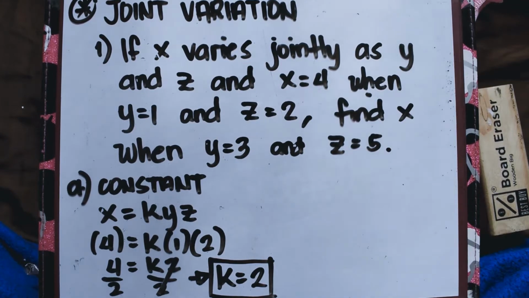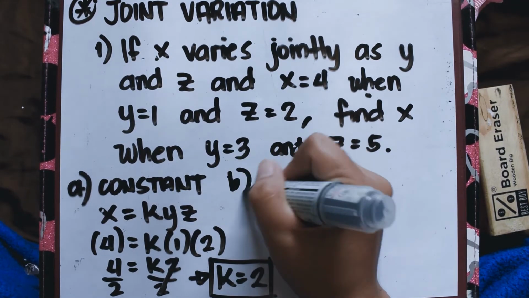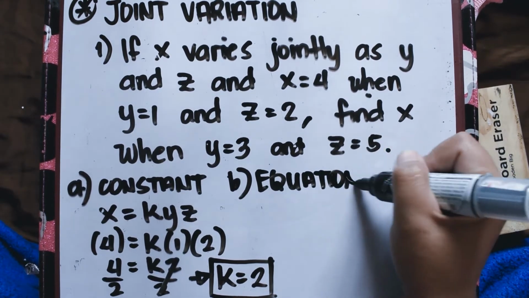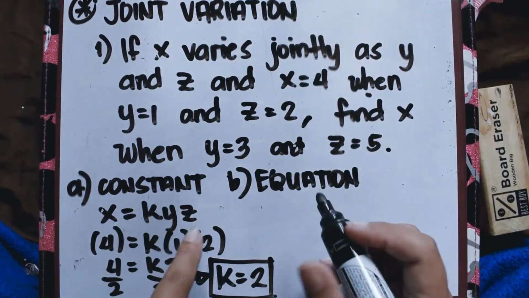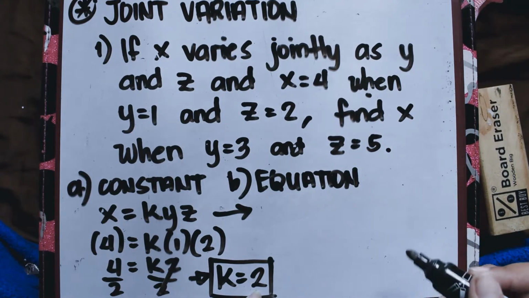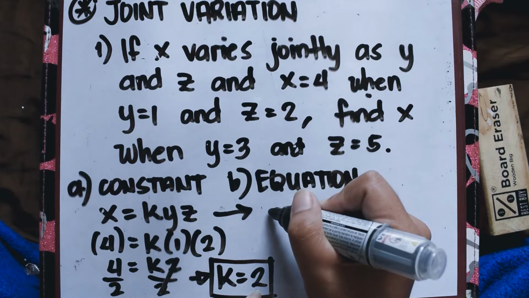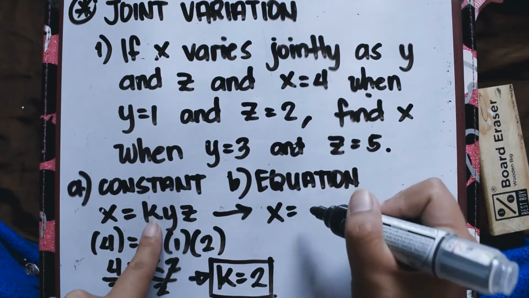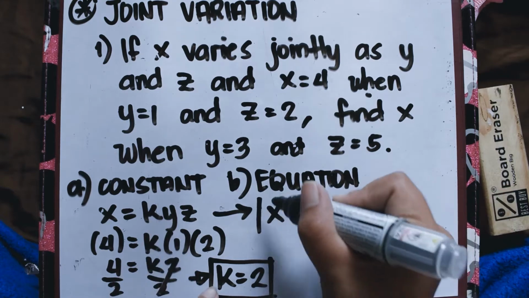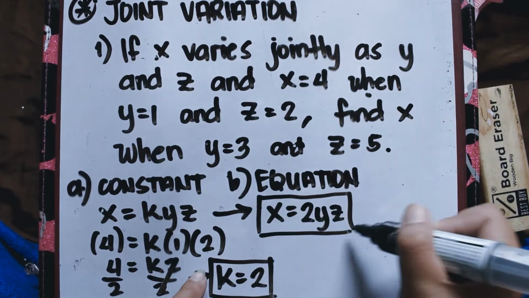Next, after the constant, syempre, isusulat na natin ang ating equation. Yung ating equation, kung natatandaan nyo, yung ating tinranslate, yan po yung ating equation, pero pinapalitan na natin yung constant ng ating nakuhang value. In this case, ang ating equation will be x is equal to, ang ating constant ay 2, and then copy y, z. So, malinaw. Eto na po agad ang ating equation.